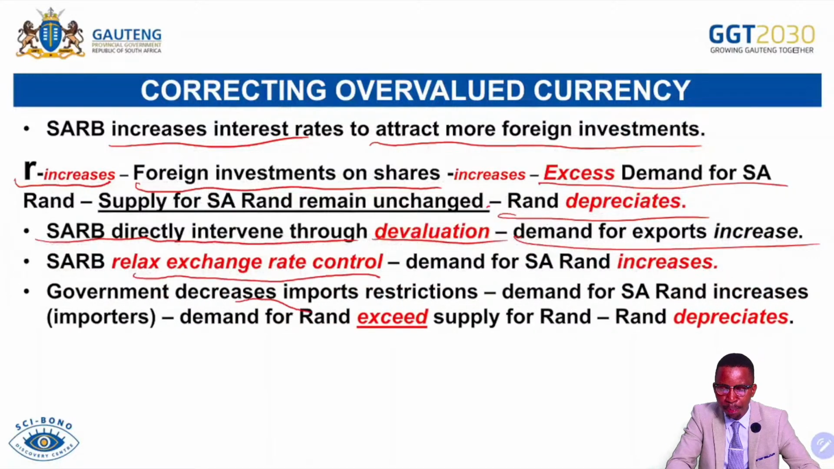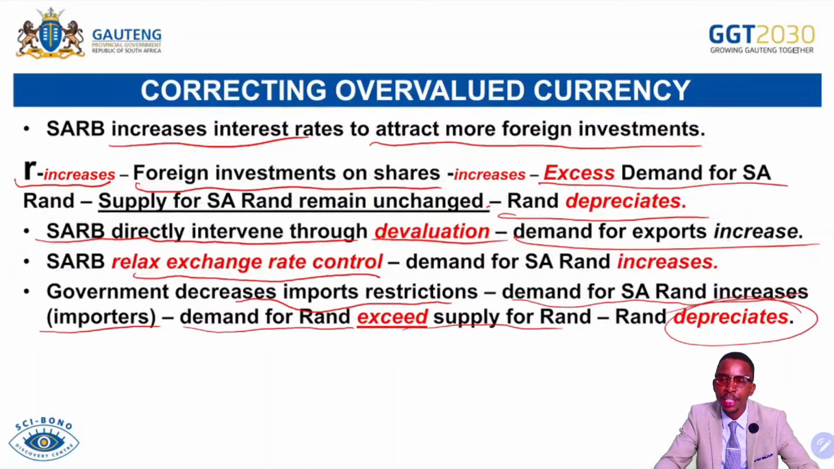The government decreases the import restrictions. The demand for the South African rand will increase by importers. Demand for the rand will exceed the supply of the rand. Then the currency will depreciate. If the government wants to devalue the currency, that's when the government intervenes by relaxing import control policies so that there will be more demand for the South African rand as people are importing goods and services. So importers will be demanding more South African rand. For that reason, there will be more demand for the South African rand than the supply, which will be depreciating our domestic currency.